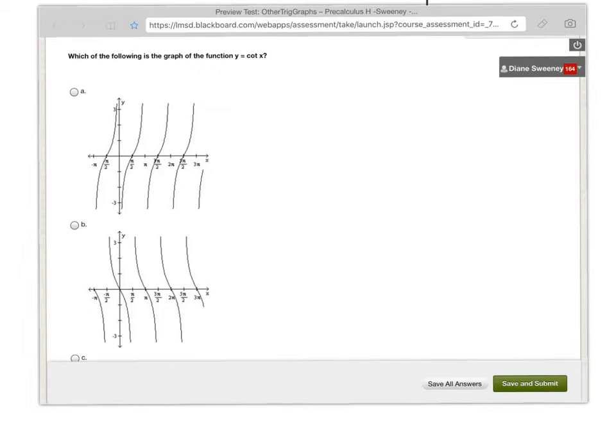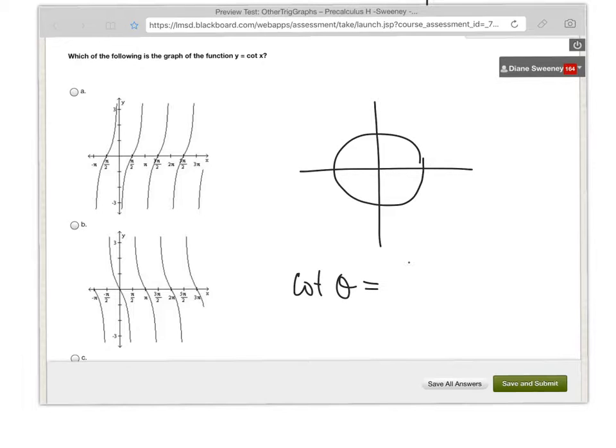For question number 2, again, we're looking for the graph of cotangent. And I'm going to examine this by looking at the unit circle again. I do know the graph of cotangent, but just in case I forget, cotangent of an angle is always equal to the x over the y. So cotangent will be undefined where y is equal to 0. So at 0, pi, 2 pi, and so forth.